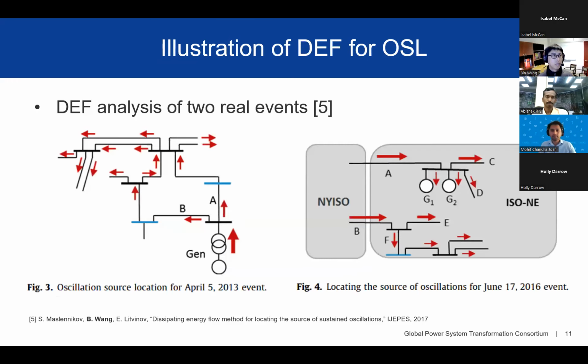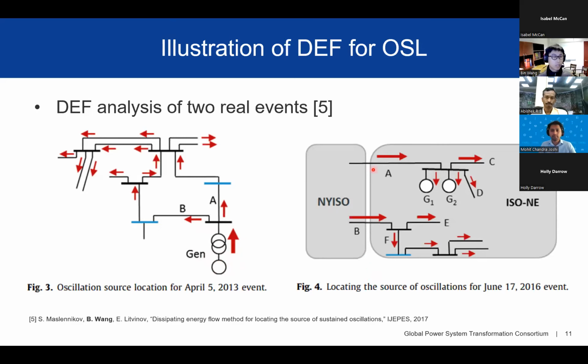Here's the illustration of the DEF method for oscillation source location using 2 real events that happened in the ISO New England area. The left one was an event in 2013. The DEF produced by a generator, which is represented by a very big arrow here, is spread into the system over the network. So we can easily see that the oscillation originated from this generator within the ISO New England area. The second event on the right-hand side was an event in 2016.